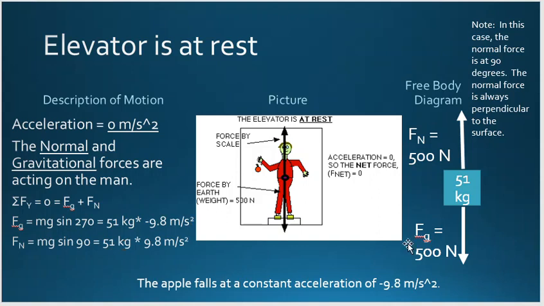They are equal to each other in magnitude because the elevator is at rest. Mass of the person would be 51 kilograms, but that person is not accelerating. So because they're not accelerating, the ma goes to 0. If we drop the apple, it falls at a constant acceleration of negative 9.8 meters per second squared.